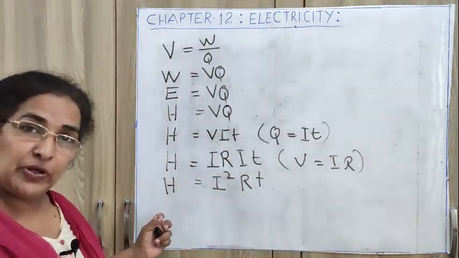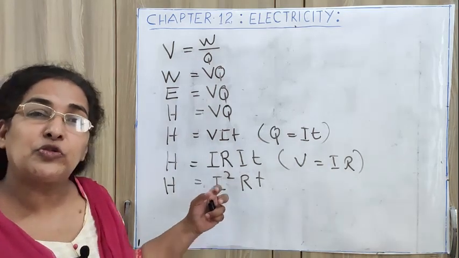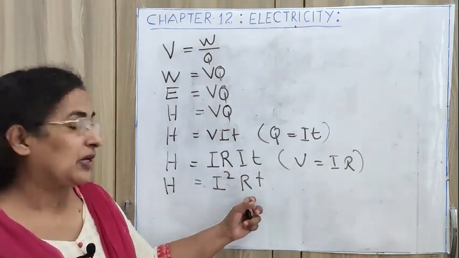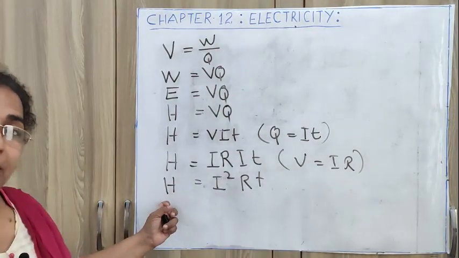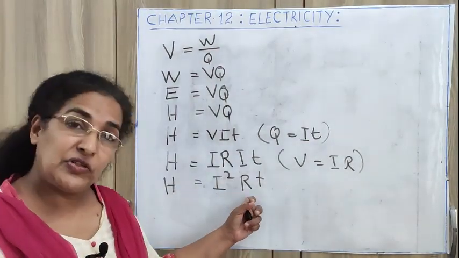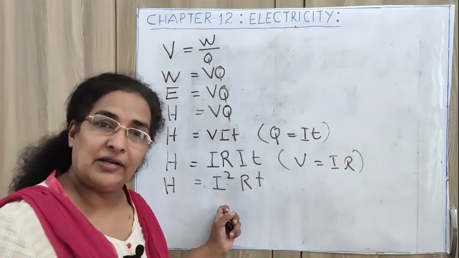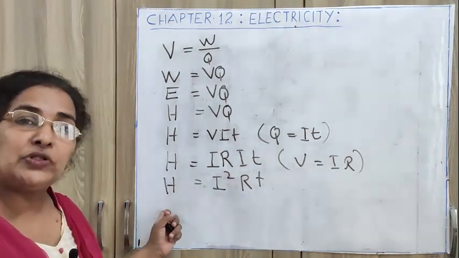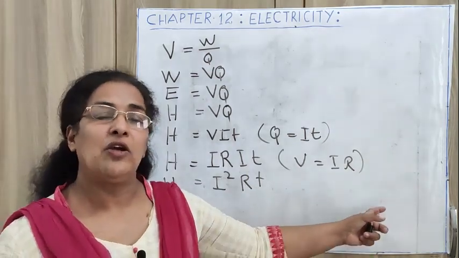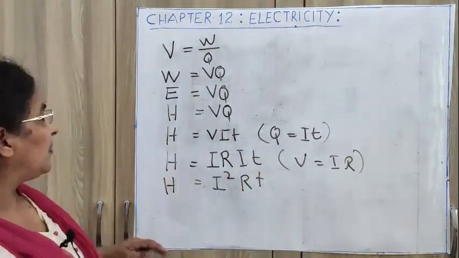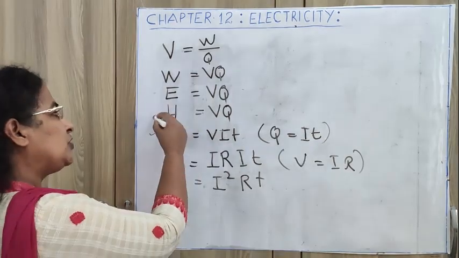That is, heat energy produced is directly proportional to square of current for a particular resistor. And heat energy produced in a resistor is directly proportional to resistance for a particular current. And heat energy produced is directly proportional to the time for which current is flowing. All these three formulas, H is equal to VIT, this also comes.